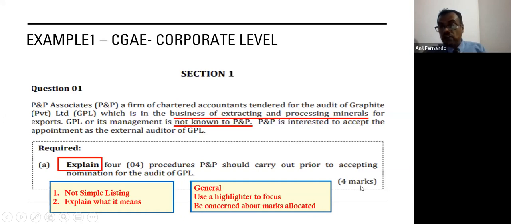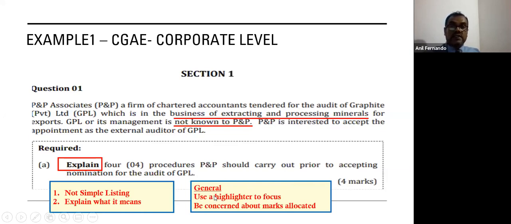Why do you have to pay attention to marks? 4 marks. Therefore, one explanation carries only 1 mark. It would be a good answer if you explain a procedure with what it really means, instead of just listing it. Additional examples, further discussion or elaboration are not required. That is how you have to frame your answer. Pay attention to the action verb, what is required to be delivered, and the marks. So that is a general point.